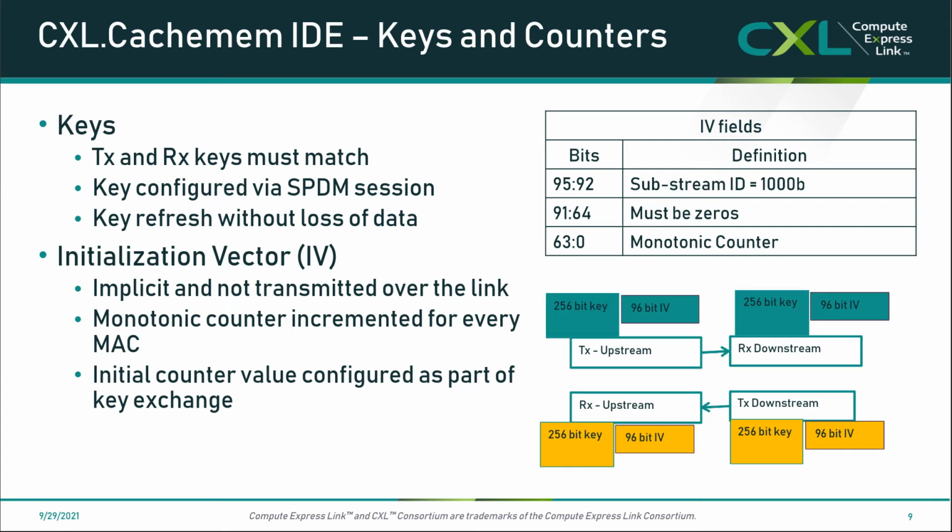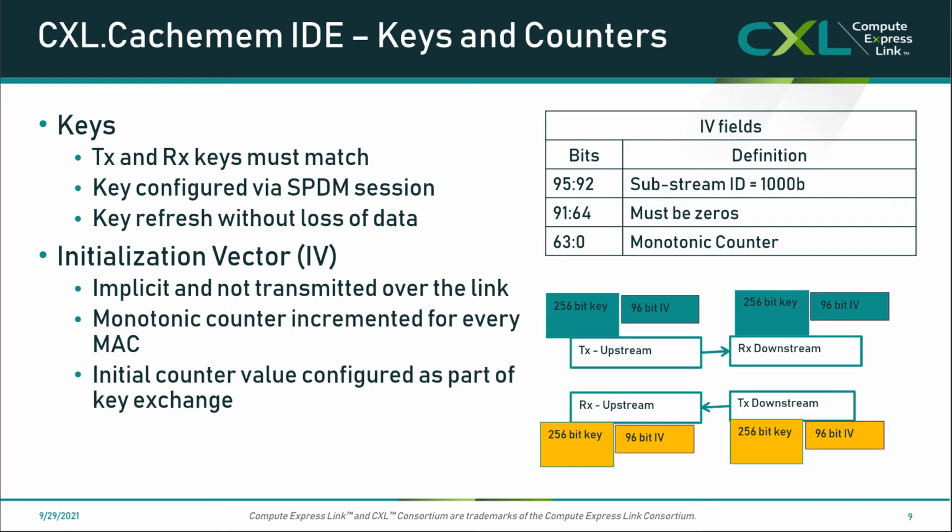You have deterministic construction. This initialization vector is 96 bits wide, and as shown in the diagram here, there is a specification-defined format for the initialization vector, and the lower 64 bits of this IV is a monotonic counter. The initialization vector needs to get updated every time the MAC, or the integrity value, is sent across. So this monotonic counter gets updated by the transmitter every time it transmits a MAC, and the receiver, when it receives the MAC, would update the monotonic counter. So this allows the receiver and the transmitter to stay in sync.